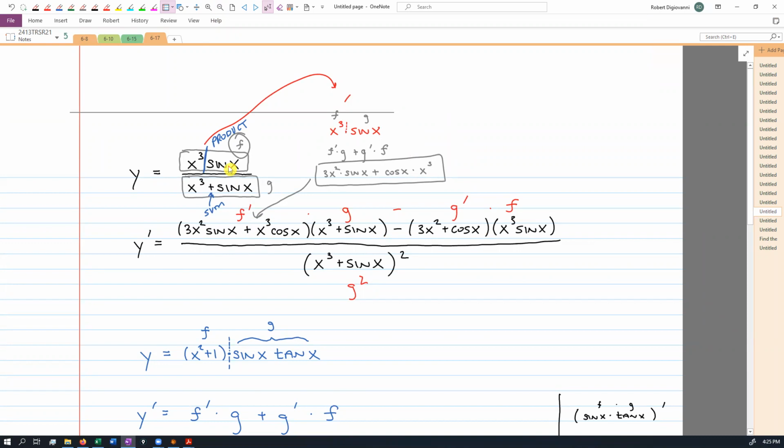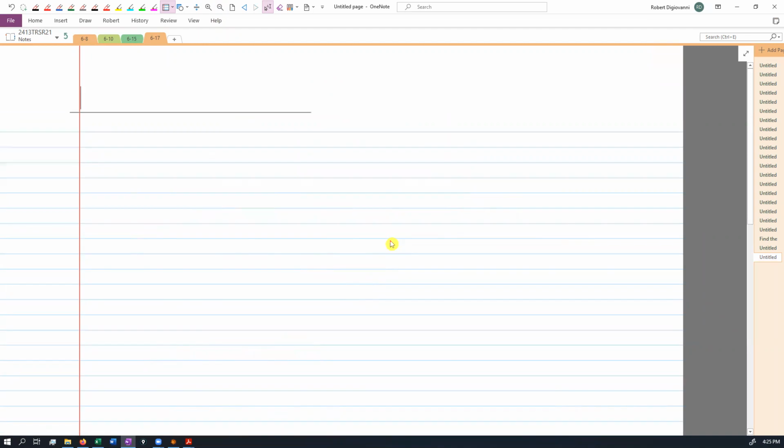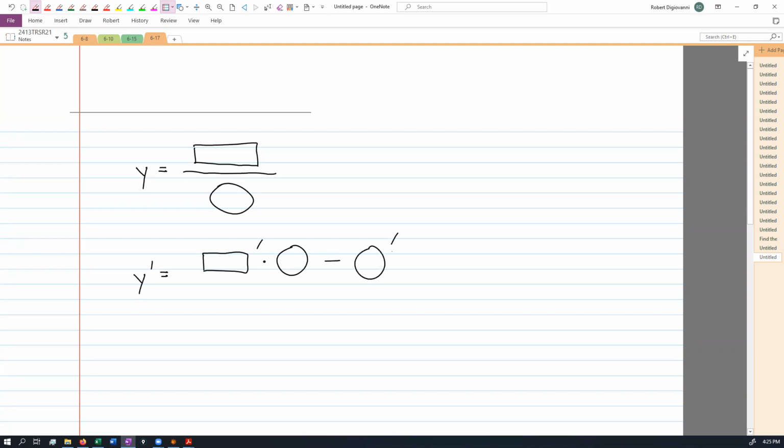Okay, yeah. Think about it this way. I think I have another way you can look at this. Let's say that you have y equals just something divided by something else, a rectangle and a circle. To make things simple. If you want to know the derivative of this, you're going to take the derivative of the rectangle, multiply times the circle, then take the derivative of the circle and multiply it times the rectangle, and then divide the whole thing by the circle squared. Does that kind of make sense, what I'm saying?